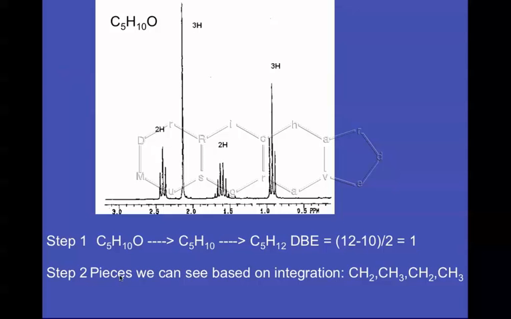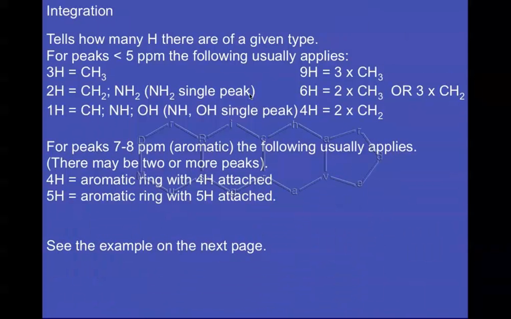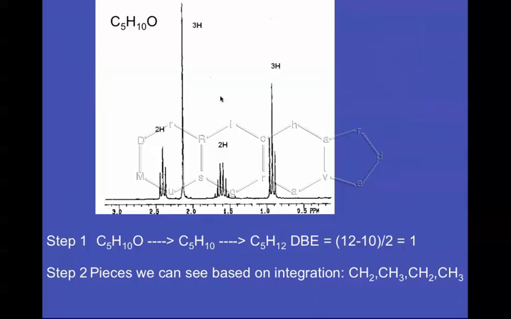The next thing we want to do is see what pieces we can actually see based on the integration. So that's when we just look at the integration and we see what these groups probably are. So if we've got 3H, that's going to be a CH3, 2H, that's going to be a CH2, 3H, that's going to be a CH3, and 2H, that's going to be a CH2. This is all based on what I've got here on this slide under integration. So the pieces we can see are these, CH2, CH3, CH2 and CH3.